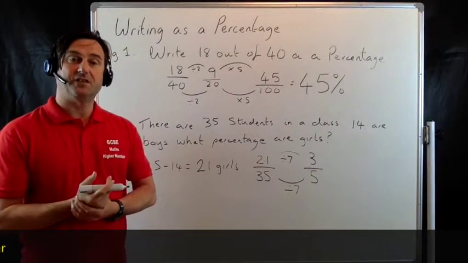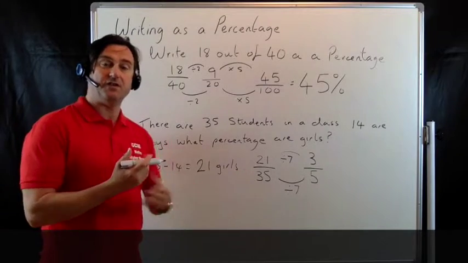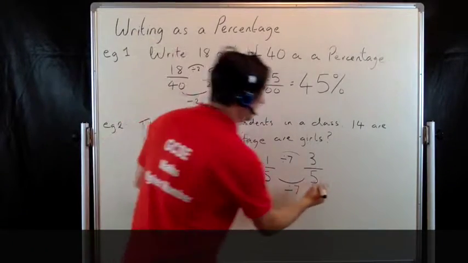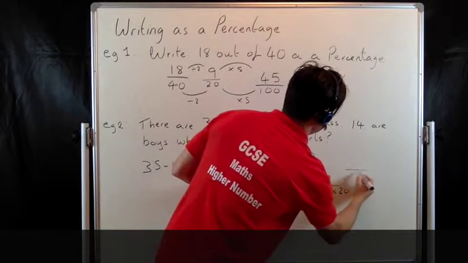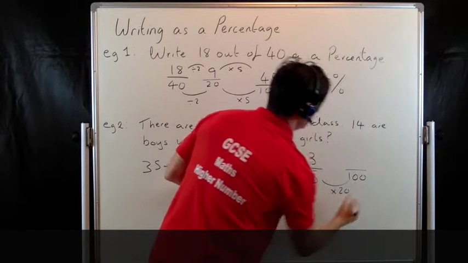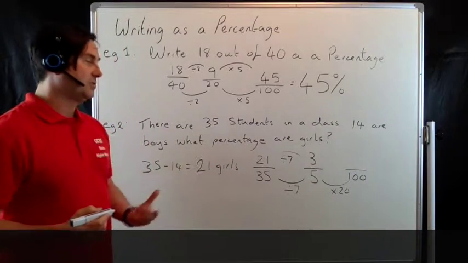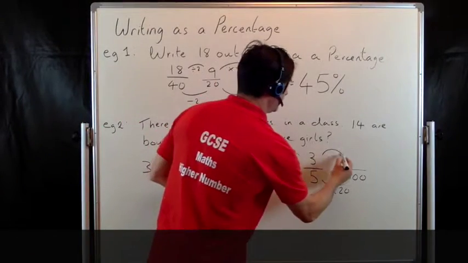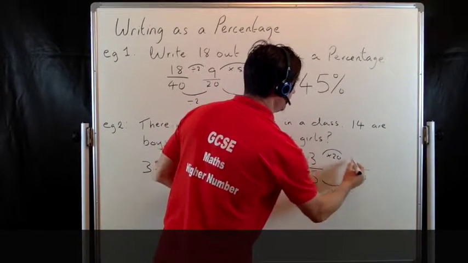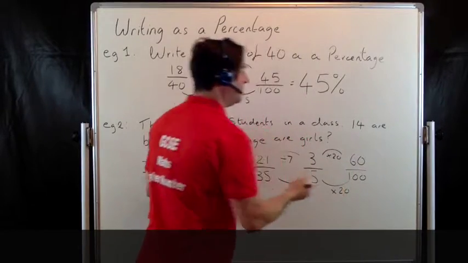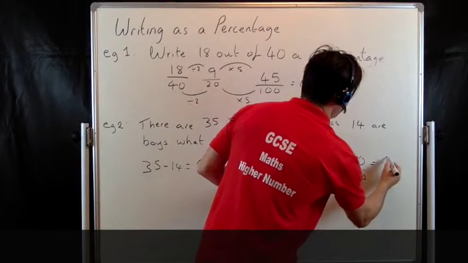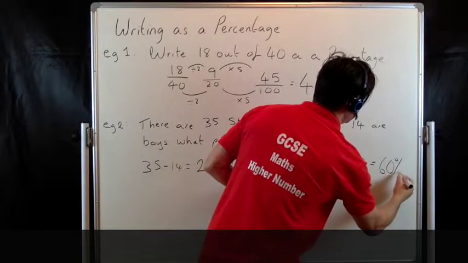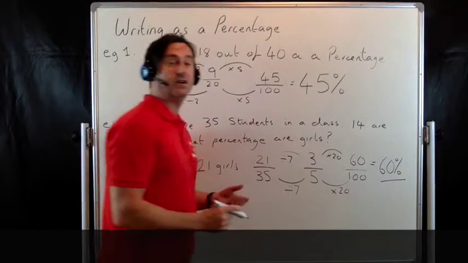I now need to make the denominator, the 5, into 100. I can do that fairly easily by multiplying the 5 by 20. That gives me 100 on the bottom. I must also multiply the top by 20. 3 times 20 gives me 60. I've now got a fraction over 100, so I can write that as 60%, which is my final answer.